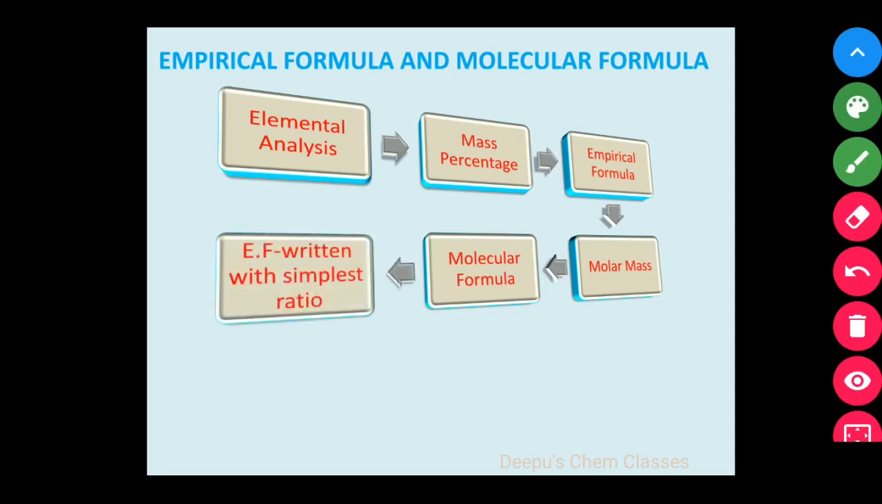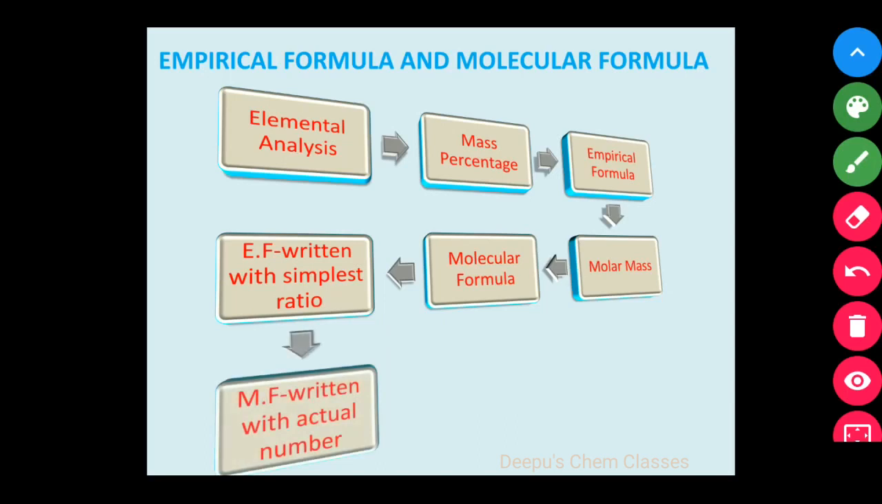Empirical formula has to be written with the simplest ratio of different atoms present in a molecule. Then molecular formula has to be written with the actual number of different atoms present in a molecule. So let us see an example. Example for molecular formula is C2H4O2. This is actually the formula for acetic acid.